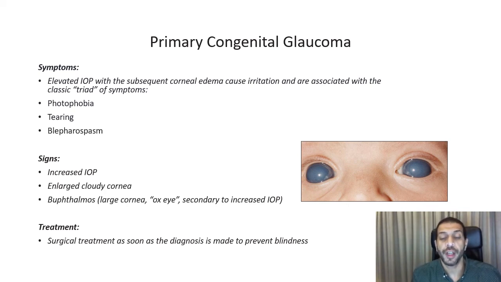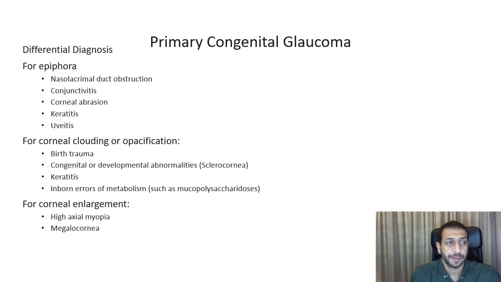It should be done early, before we reach a condition like the one you see in the picture, where there is corneal scarring. Because if there is a scar in the cornea and the cornea is opacified, even after you normalize the intraocular pressure, the vision will not be good because of the corneal opacity.